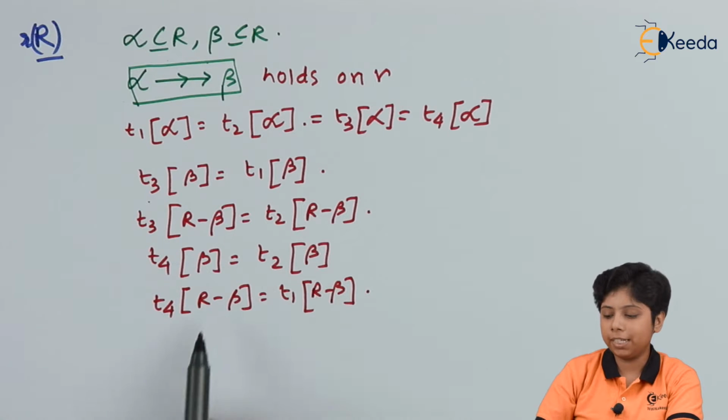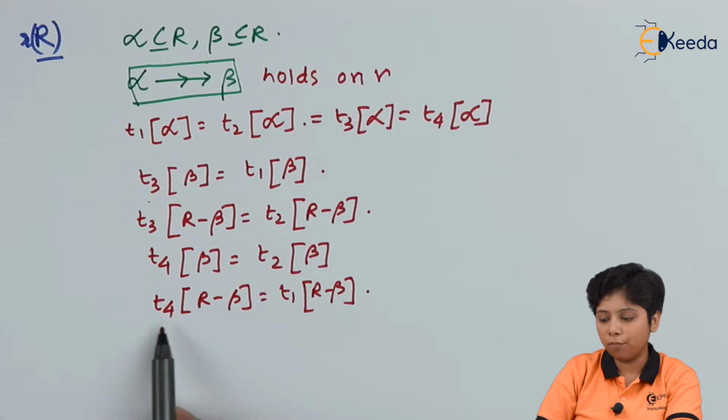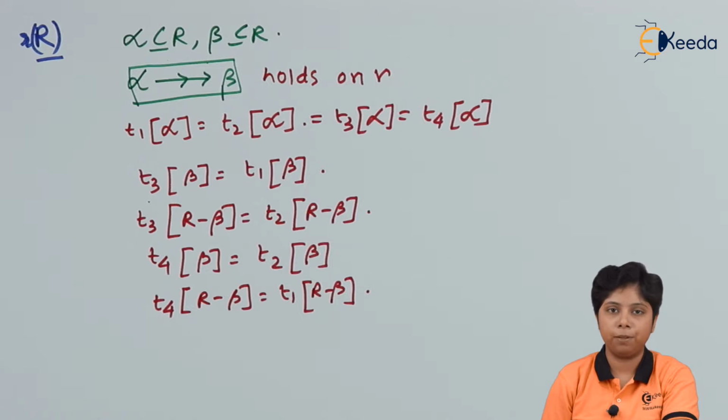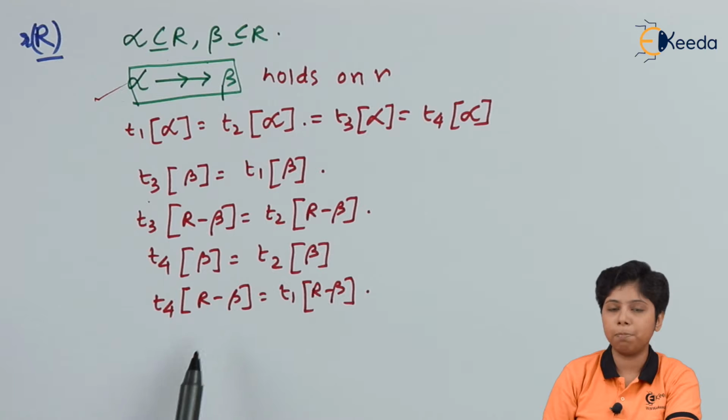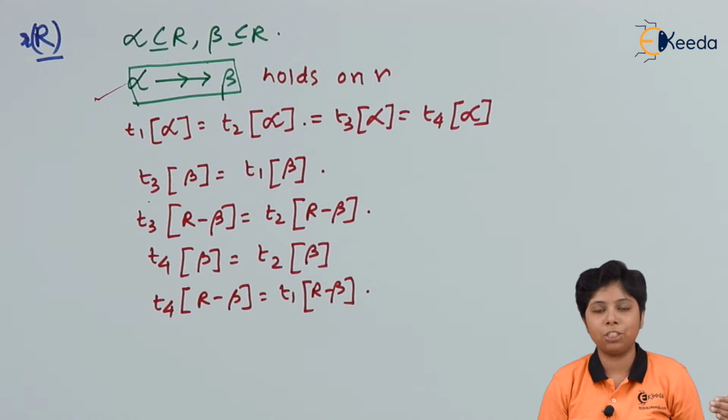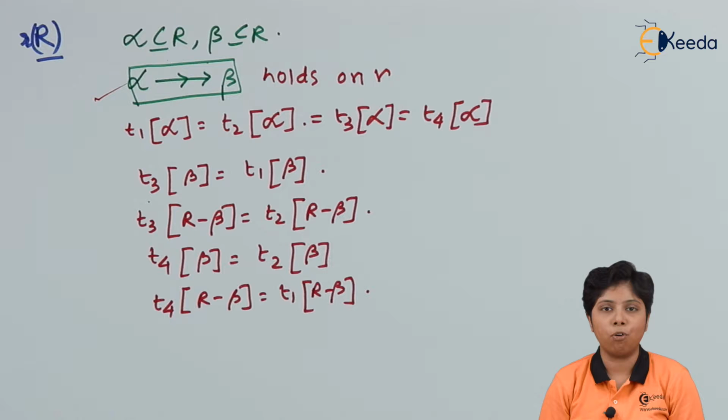And if there is the R minus beta for t4 that is matched with t1, then it should match with t2 of beta. So if t1 and t2 hold the relation of multivalued dependency, then we can say that the tuples t3 and t4 can match. If t3 is matching with t1 beta, then it should match with t2 R minus beta. Same goes for t4.